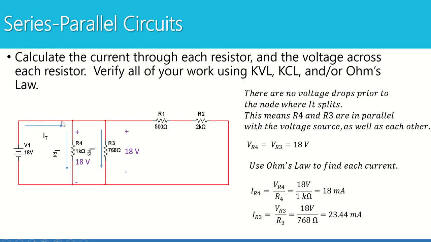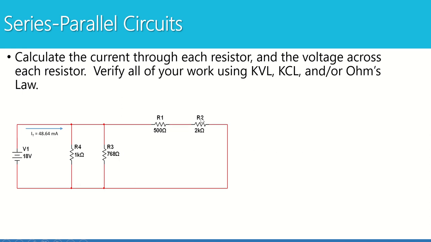So I can see that IT splits. I know how much goes through R4. I know how much goes through R3. I know the voltage for R4. I know the voltage for R3. So I have two resistors done and two more to analyze. So here's my total current here. I know how much goes this way. I know how much goes this way.